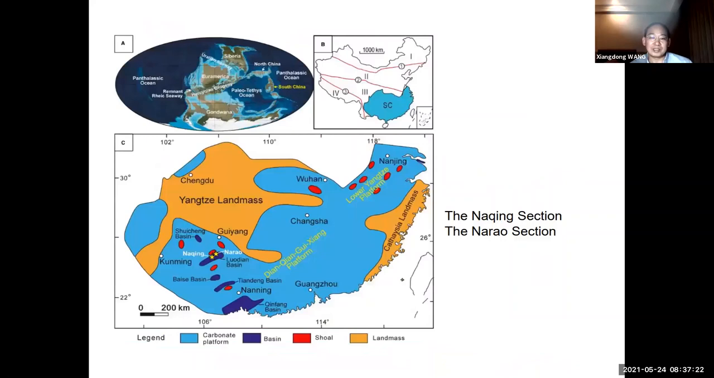And South China, the Naqing and Nanlao sections: this figure shows the paleogeographical location. The Naqing and Nanlao sections are very close, with a distance of about 20 kilometers. Next slide, please.